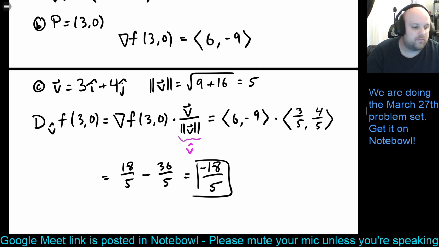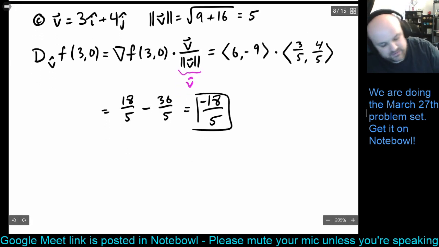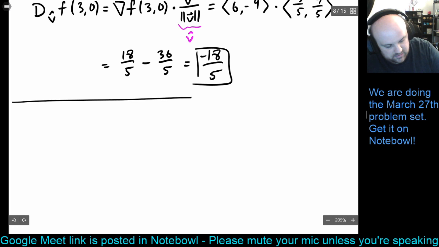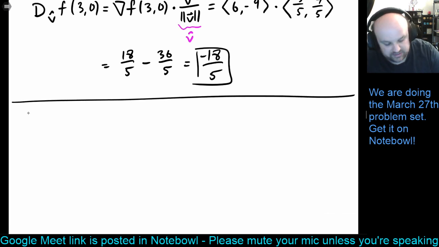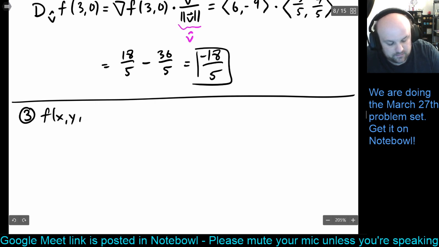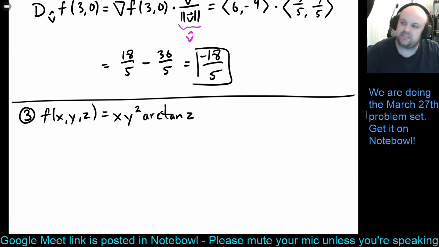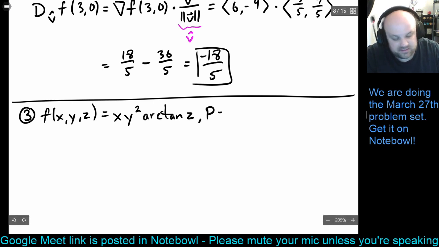Cool. So let's look at the last one here. f of x, y, z equals x y squared arctangent of z. Right? And actually, I'm going to let you guys think about this one first.